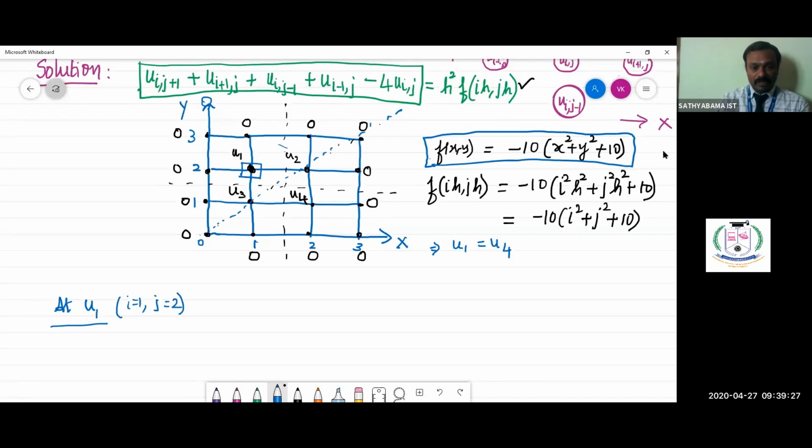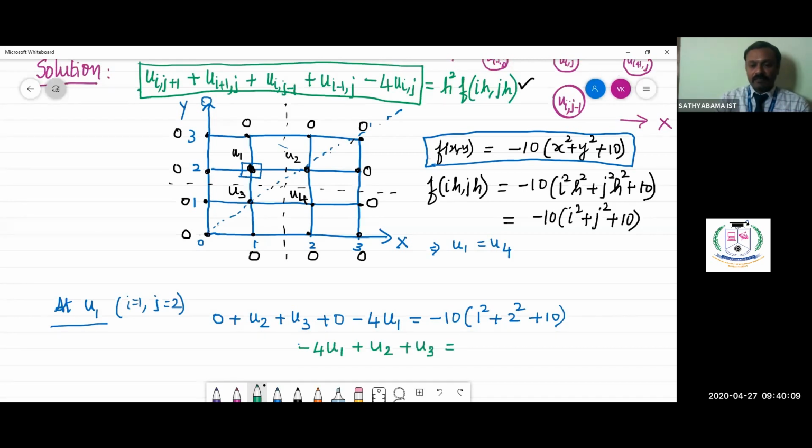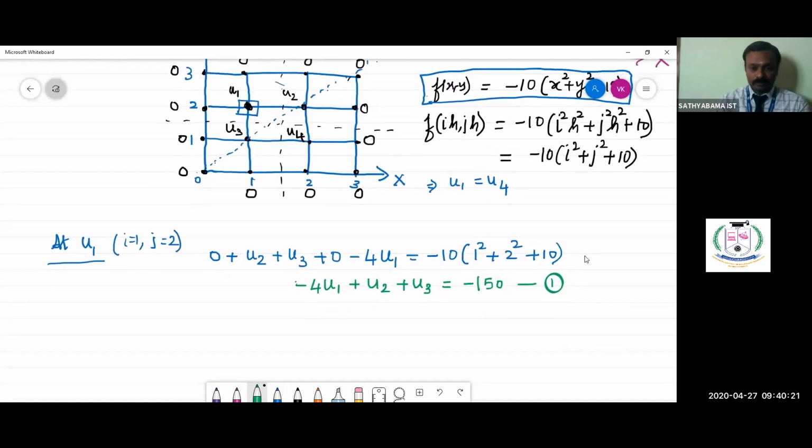The point above is 0, plus the point to the right U2, point below U3, point to the left 0, minus 4U1 is equal to minus 10 into (i squared, that is 1 squared, plus j squared, that is 2 squared) plus 10. So we have got the equation minus 4U1 plus U2 plus U3 is equal to minus 150. Call it equation 1.